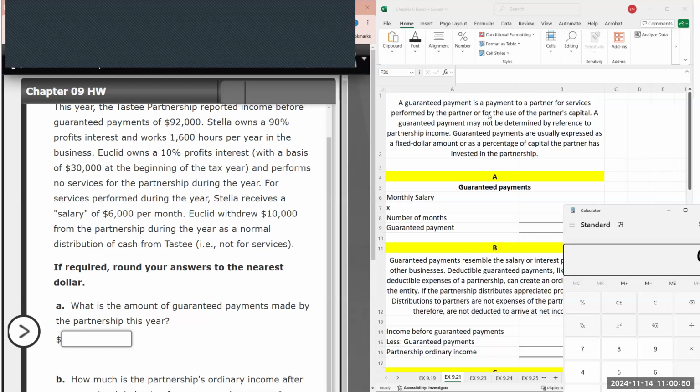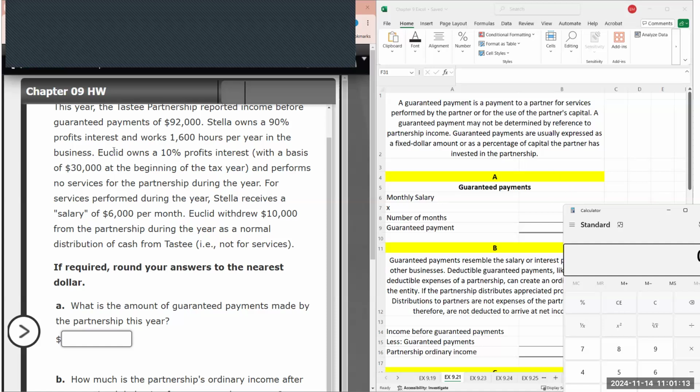So a guaranteed payment is a payment to a partner for services performed by the partner or for the use of the partner's capital. A guaranteed payment may not be determined by reference to partnership income. Doesn't matter how much income was made. Guaranteed payments are usually expressed as a fixed dollar amount or as a percentage of capital that the partner has invested.